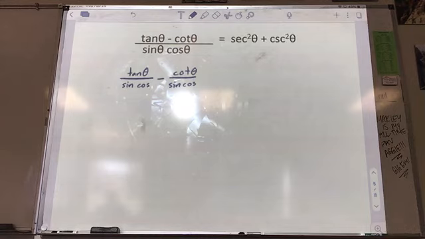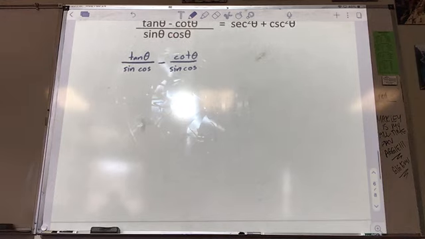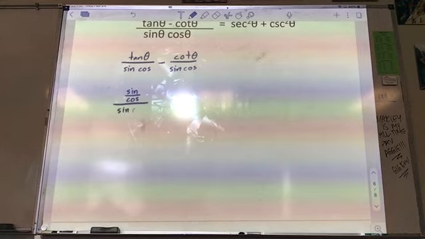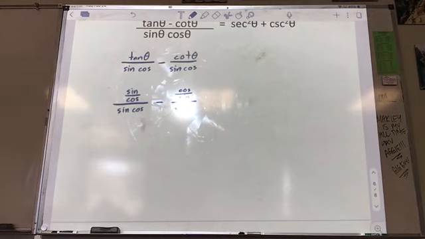Okay, so there's really nothing else to do. That was kind of an algebra step, kind of splitting it up. Let's change our tangent to sine over cosine, and let's change our cotangent to cosine over sine. So sine over cosine, over sine cosine, minus cosine over sine, over sine cosine.